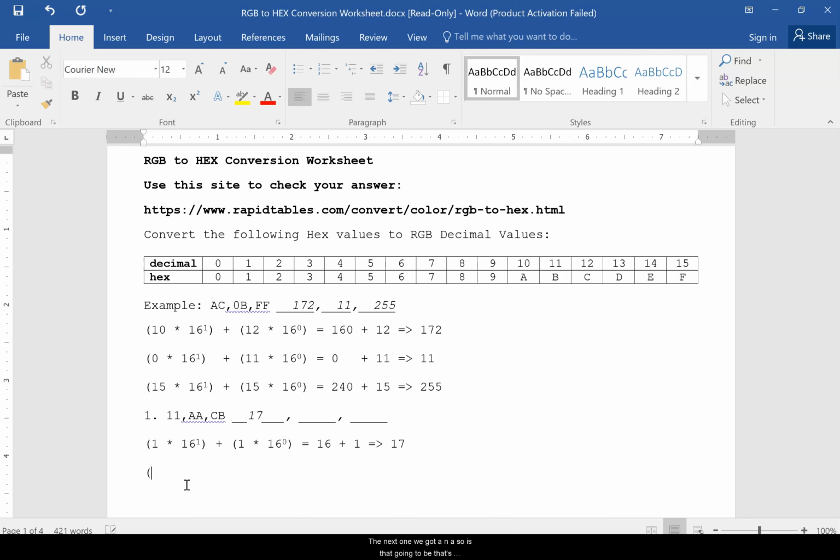A is represented by a 10, so you got 10 times 16 to the first power, plus 10 times 16 to the 0 power, and that is equal to 160 plus 10, so that gives us 170.